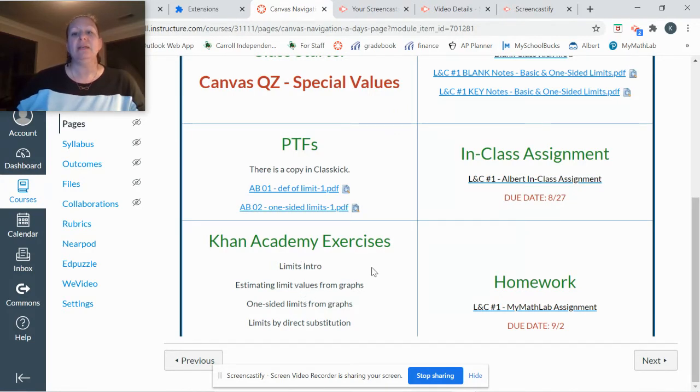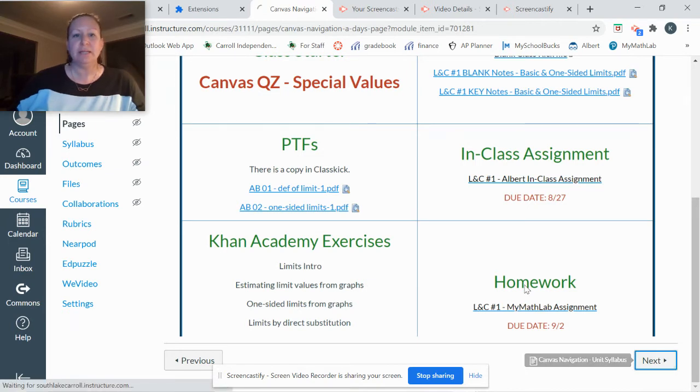And then we have the homework assignment, and this is going to be due 2 class periods after we have the lesson. So you've got the in-class assignment, which is due that day. You've got the Khan Academy exercises, which is due the next class period, and then the homework assignment, which is due 2 class periods after that, if that makes sense. I promise once we get into it, it'll make sense, and you won't be confused.